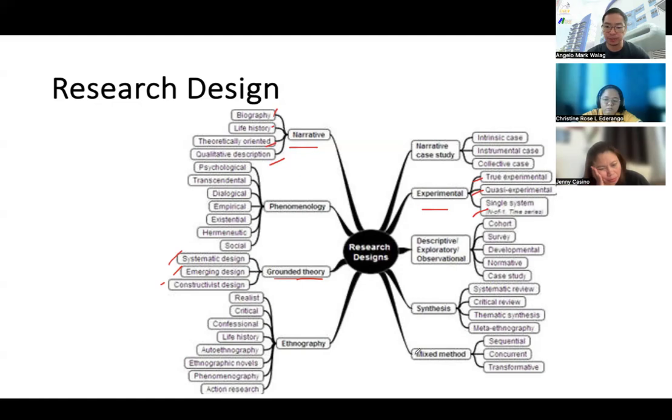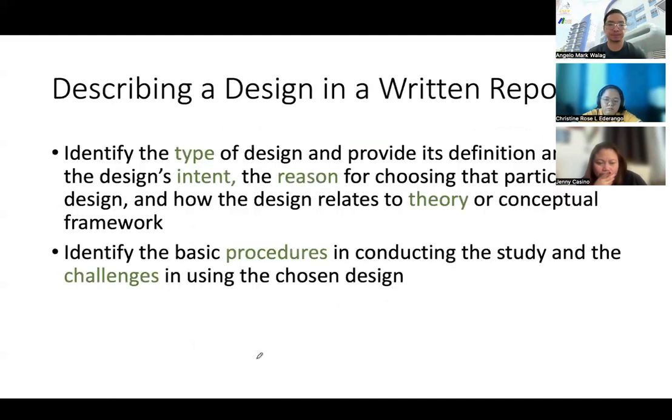Or for example, you're doing mixed methods. What kind of design will you be using? Sequential, concurrent, and transformative, and so on. So that is what you should discuss. You begin with the general research design. Is it a quali, or a quanti, or a mixed methods? And then if it's a quali, what kind, what subtype, what subvariant, and so on.